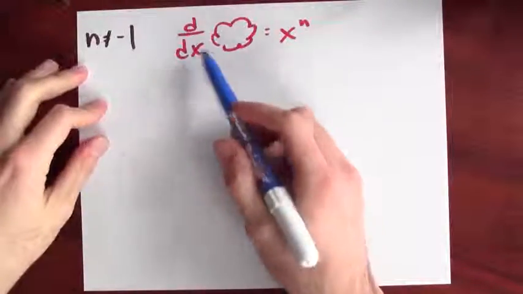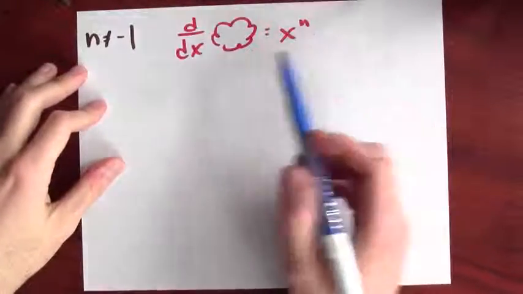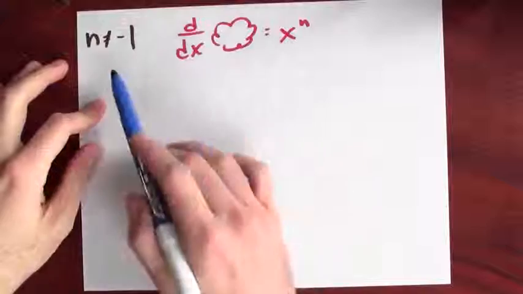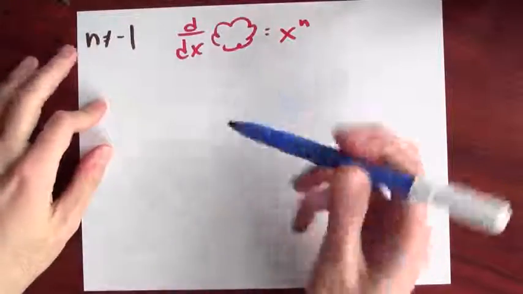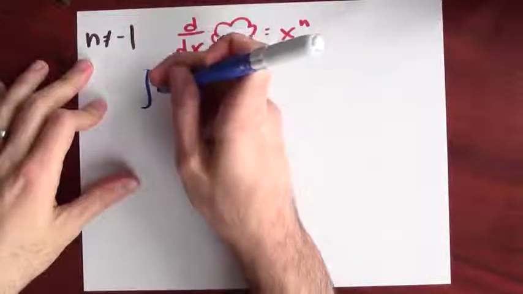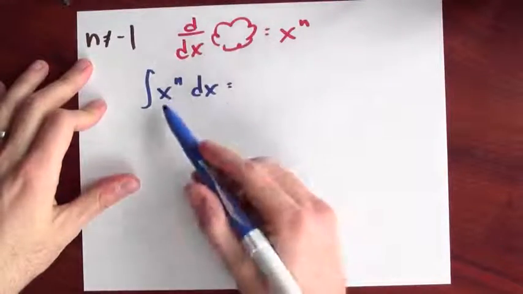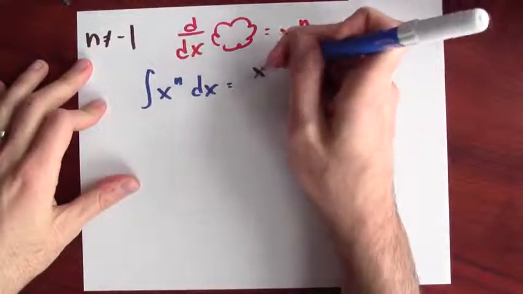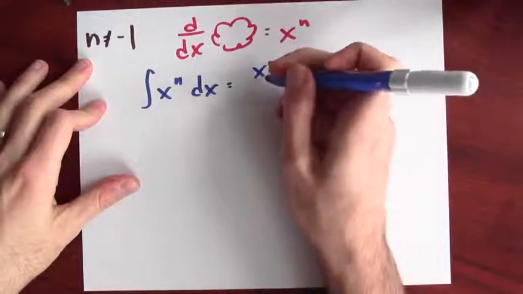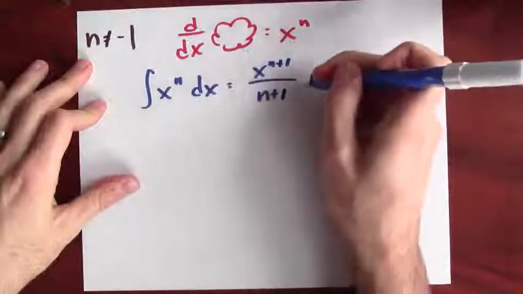Well, what about the general case? So I'm going to think about what would I differentiate to get x to the n. Here I'm going to suppose that n is some number, but it's not -1, right? So in other words, I want to know what the antiderivative of x to the n is, right? So I'm thinking, what would I differentiate to get x to the n? And I'm going to claim that it's x to the n plus 1 divided by n plus 1.